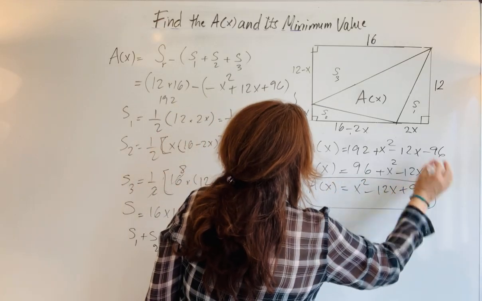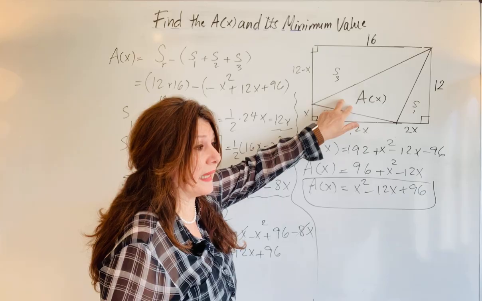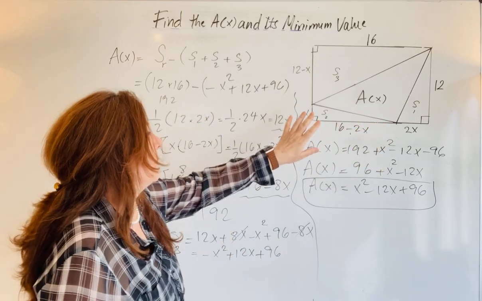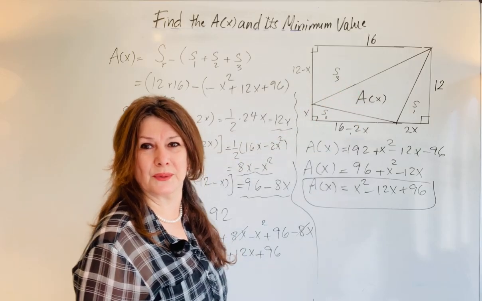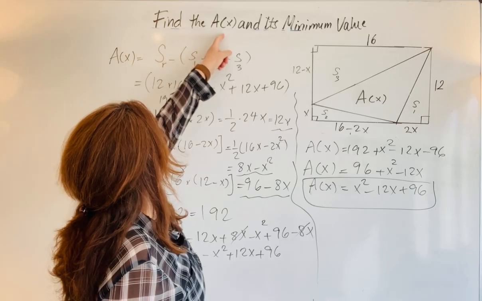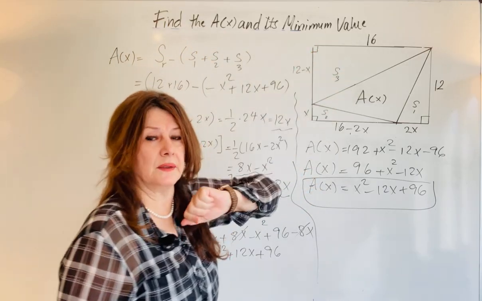This is a function of this triangle. We can find the numerical value of the area because everything is based on x. Okay, this is not just geometry, this is pre-calculus. Good. The question was to find a of x, and we found this, and its minimum value.